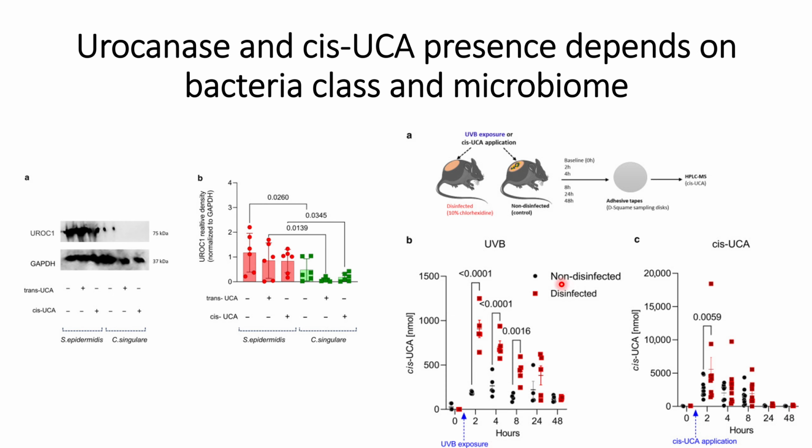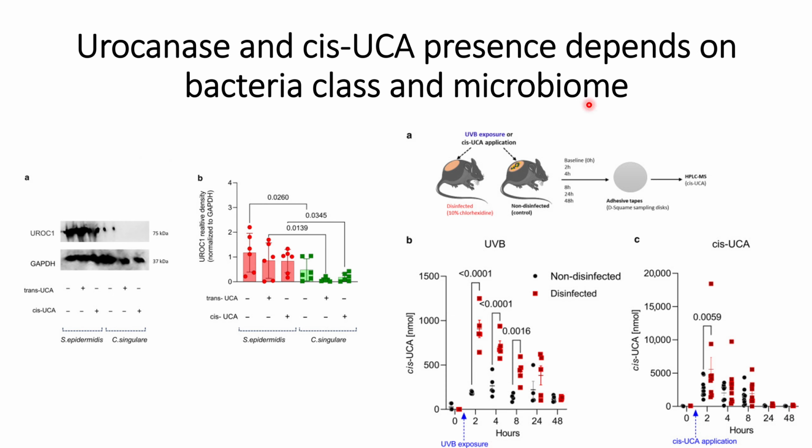Together, both of these figures indicate that, for the figures on the left hand side, the urocanase presence in the different bacteria results in their proliferation when the skin is treated with cis-UCA or exposed to UVP.